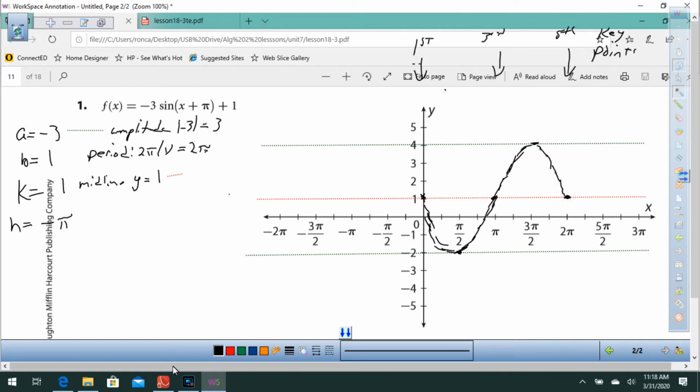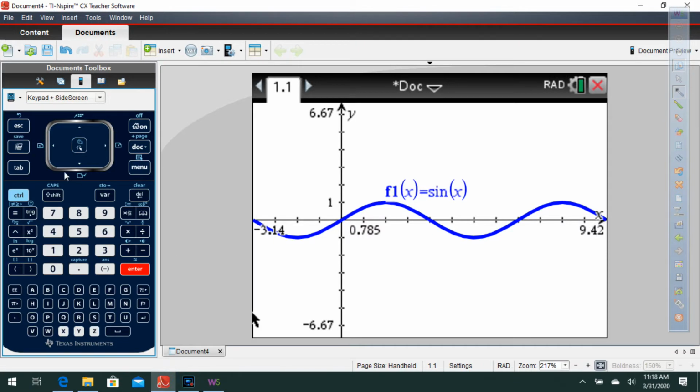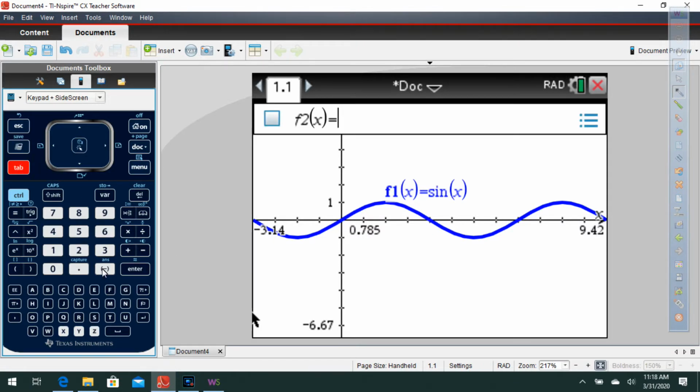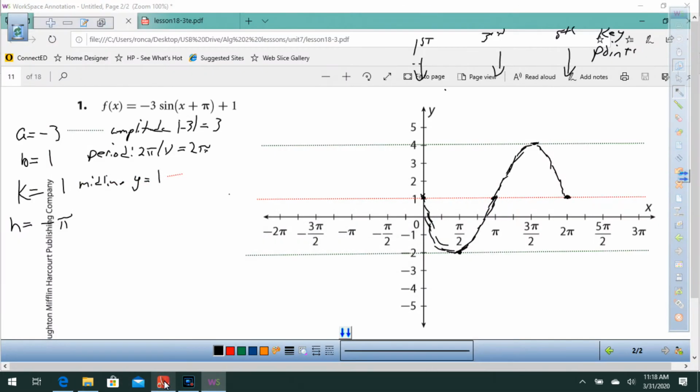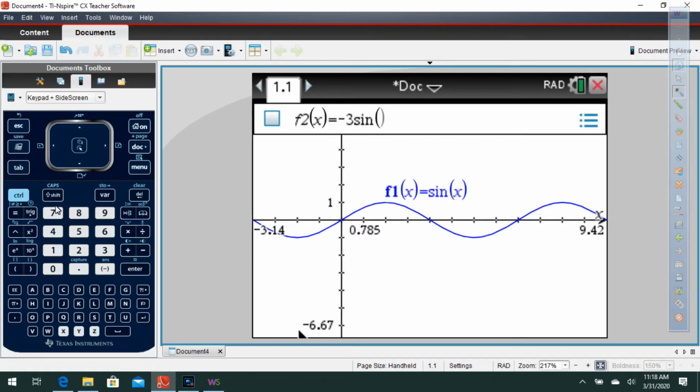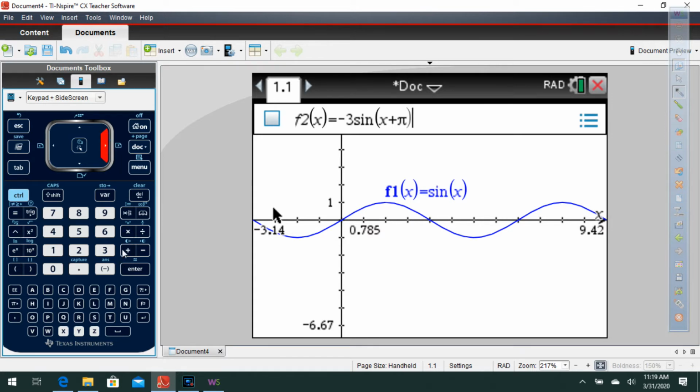And there we go. Let's check that in our calculator. -3 sine, so tab, -3 sine, and we had, oh, x plus pi. I didn't do that. I did not move it over. Pi, negative pi. Watch this. You're going to love this. X plus pi, and then plus 1.